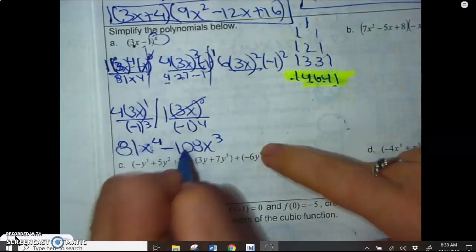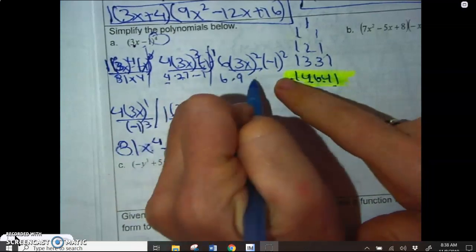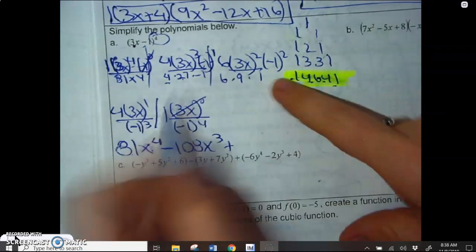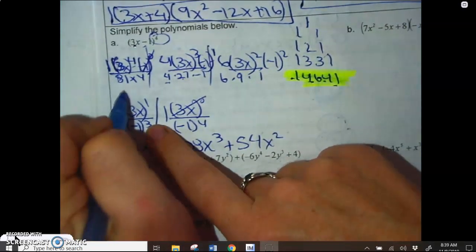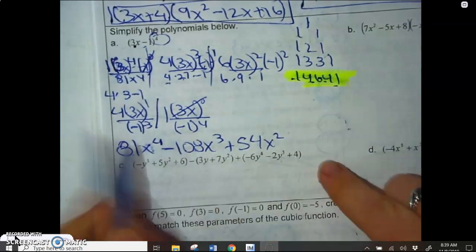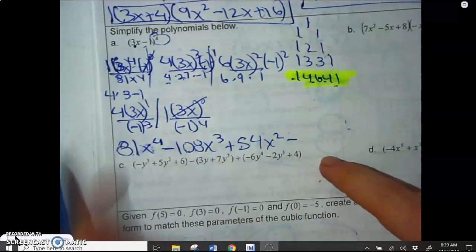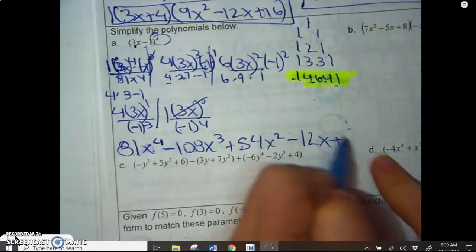So if this is plus, this is minus, this should be plus. Let me make sure. 3 squared is 9 times 6. Negative 1 squared is 1. Perfect, it's positive 54x squared. 3 to the 1st is 3 times 4 is 12. Negative 1 cubed is negative 1. Plus minus, so it makes sense. 12x. And negative 1 to the 1st power is 1.